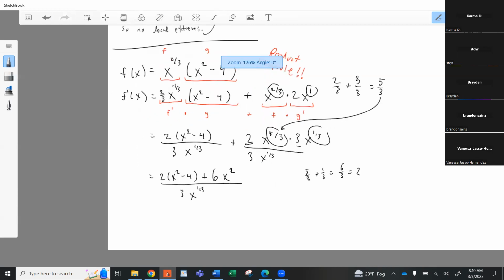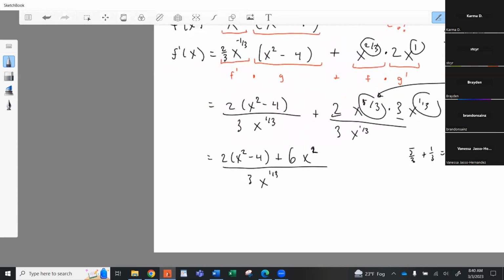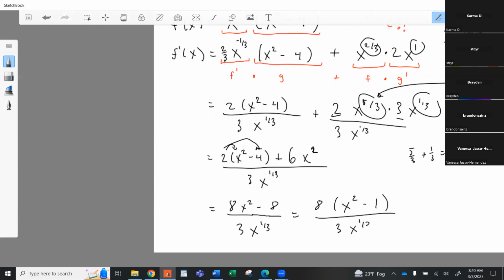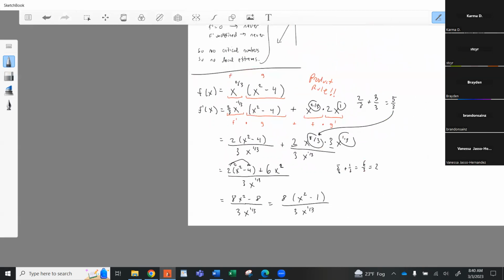Okay, we can go a little further here. We can distribute this multiplication by 2 across and get 2x squared minus 8. So then we have 2x squared plus 6x squared. This is going to be 8x squared minus 8 over our 3x to the 1/3. And if you factor an 8 out, it's 8 times x squared minus 1 over 3x to the 1/3. So our f prime has now been simplified to this format. This is our f prime of x.